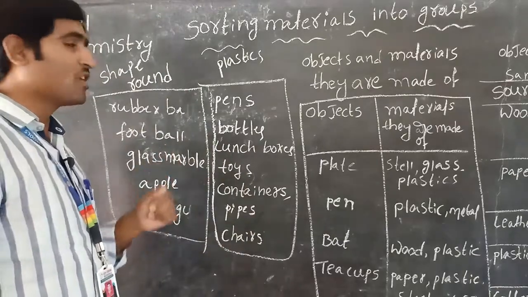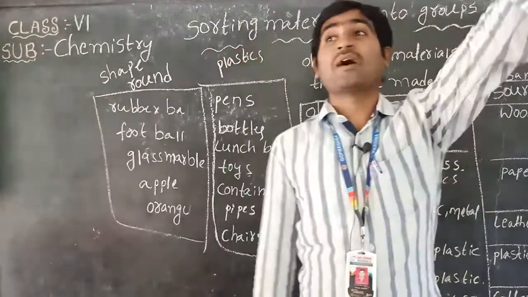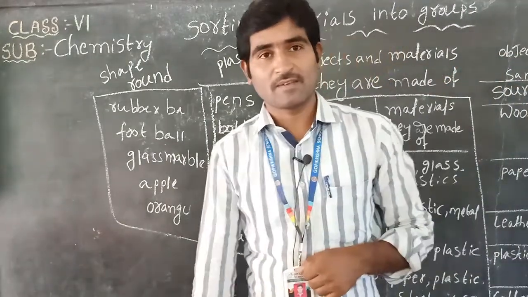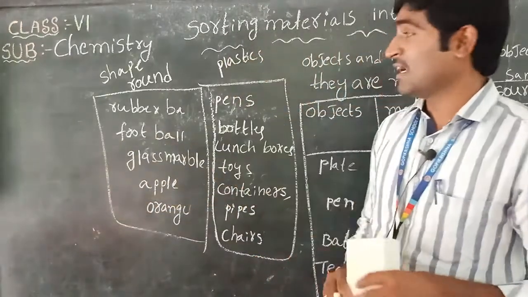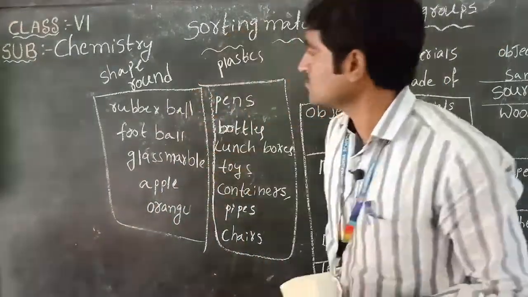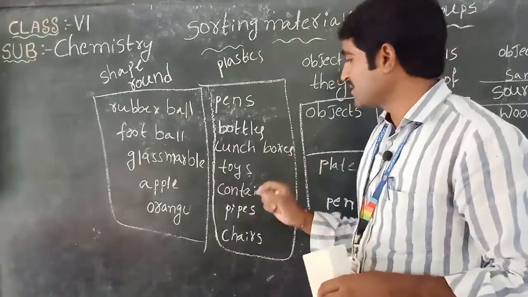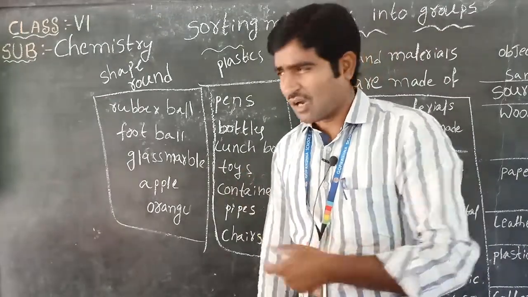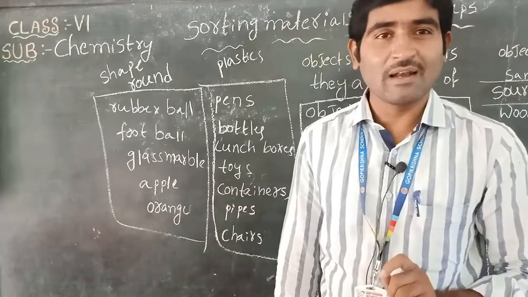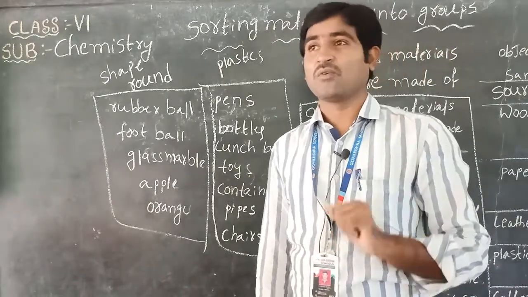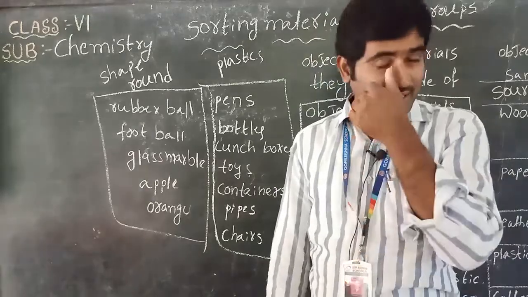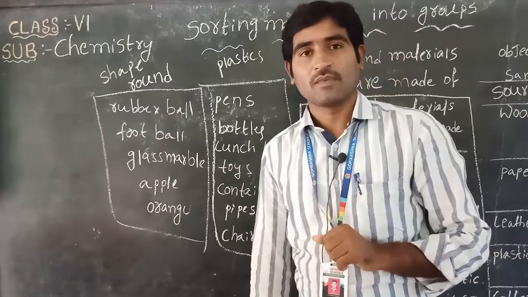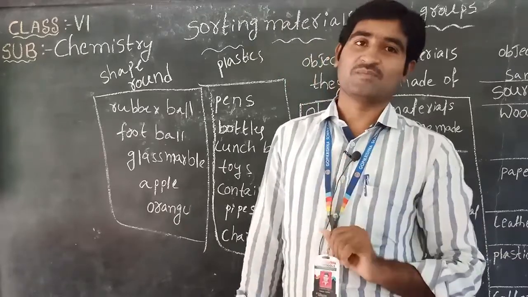Like this, it is possible to make so many kinds of lists based upon different ways. Here we are seeing different kinds of objects: rubber ball, football, toys, and so many kinds of objects. Are all these objects made up of the same kind of material? No. For example, the clay pot and plastic pot. Are the two things made up of the same materials? No.